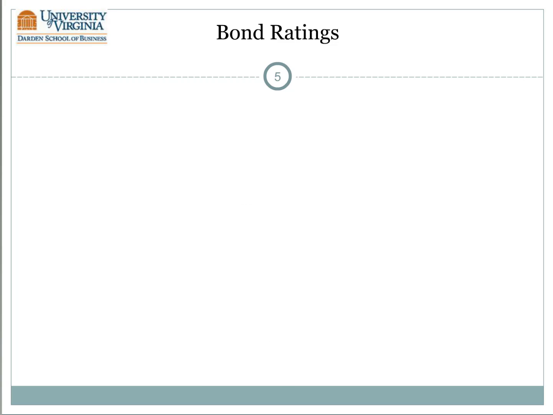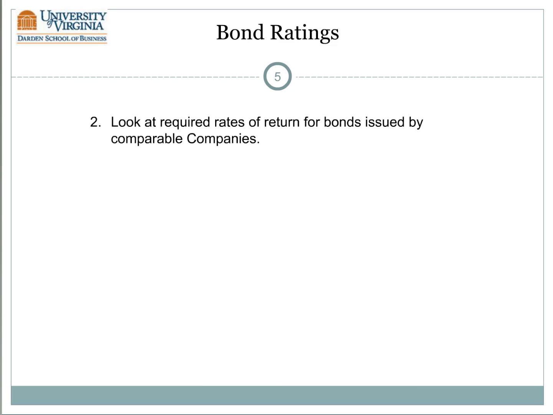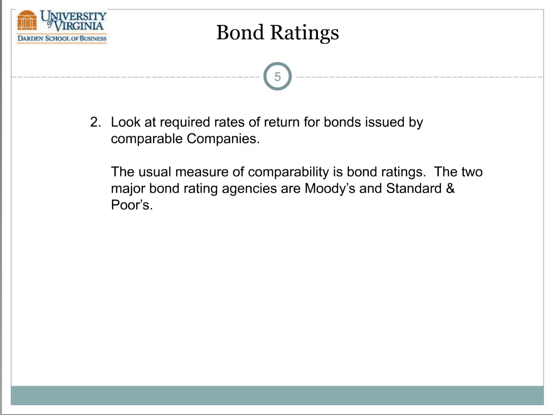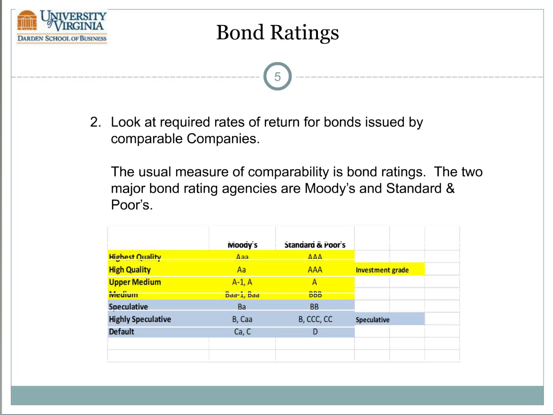Based on this information, a reasonable estimate of K sub D, or the required rate of return to debt, is 8.25%. A second approach is to look at required rates of return for bonds issued by comparable companies. We define comparable as bonds with the same bond ratings. The two major bond rating agencies are Moody's and Standard & Poor's. This table shows the bond ratings used by each agency.